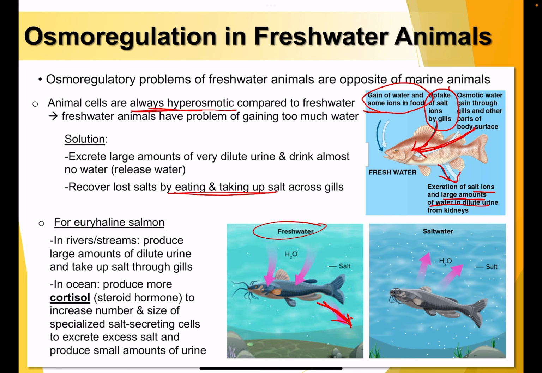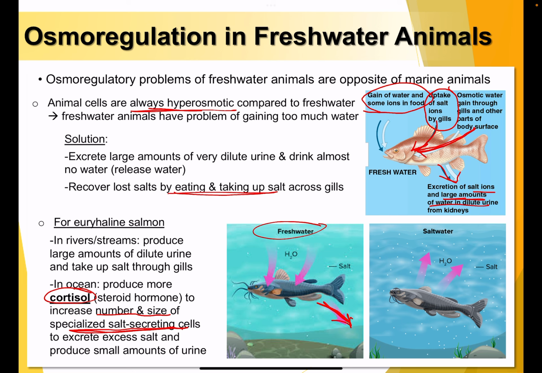What will they do? So once the salmon is in the saltwater ocean, they will produce something called cortisol. Cortisol is actually a steroid hormone that will increase the number and size of specialized salt secreting cells. Okay, so it's just specialized salt secreting cells. Just like those rectal glands that sharks have, salmon also have these particular salt secreting cells that can excrete whatever extra salt they're getting out through these cells.